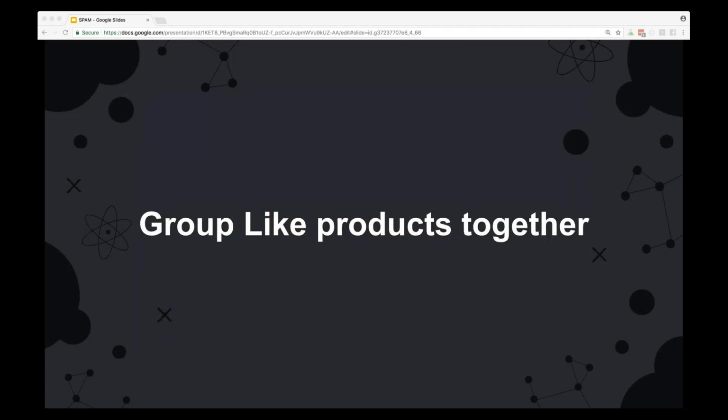So now that we've got our listings completely optimized, the next important thing to do is to group like products together in your advertising campaigns.